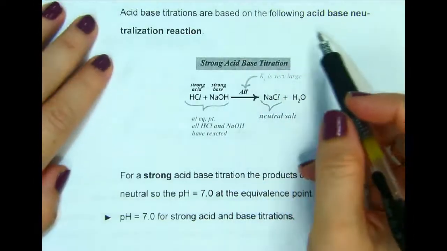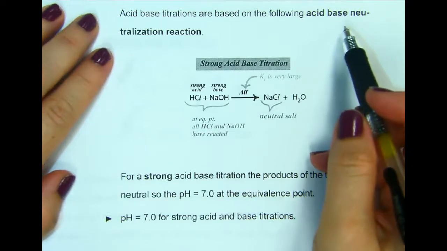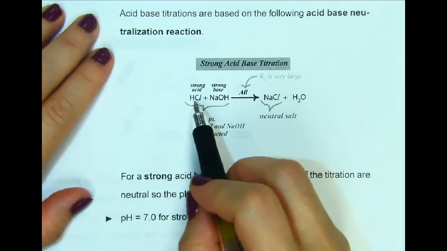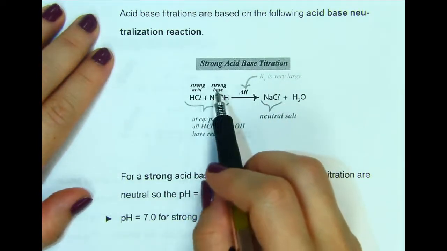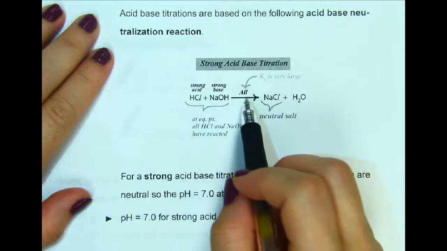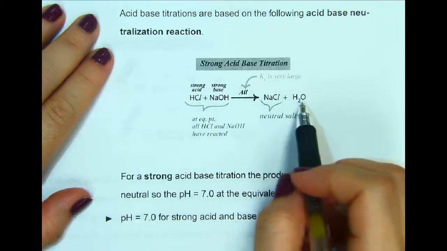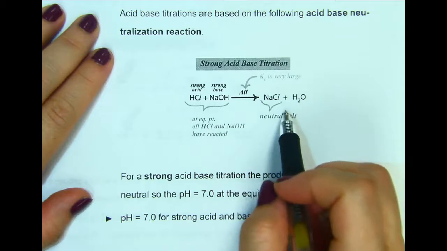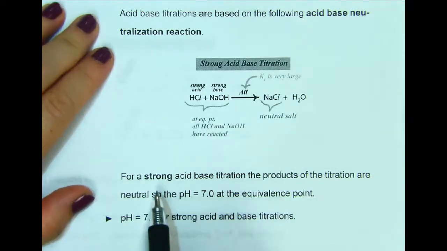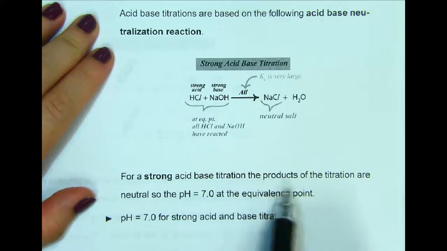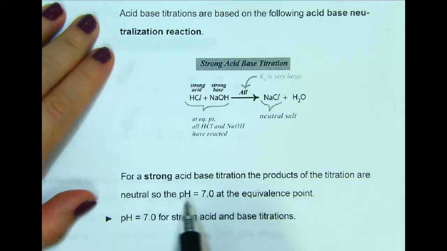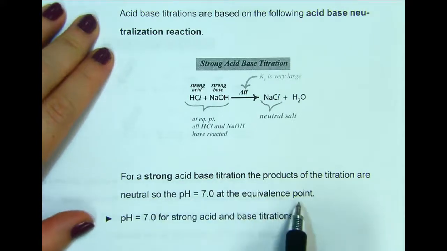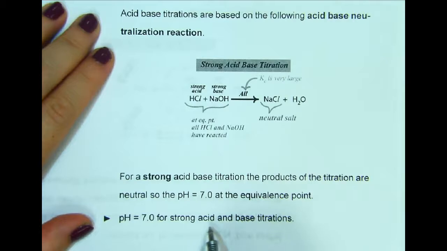Acid-base titrations are based on the following acid-base neutralization reaction. You have a strong acid plus a strong base, and then all of it reacts completely to form salt and water, and this is a neutral salt. So you have a completely neutral solution at the end, which is a pH equal to 7 at the equivalence point. For a strong acid-base titration, the products of the titration are neutral, so the pH equals 7 at the equivalence point. pH equals 7 for strong acid-base titrations only.